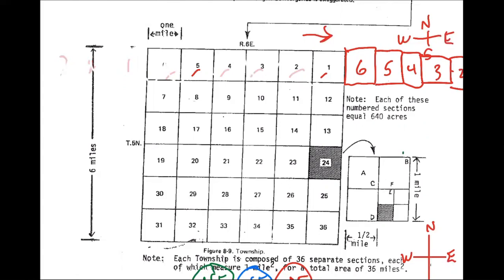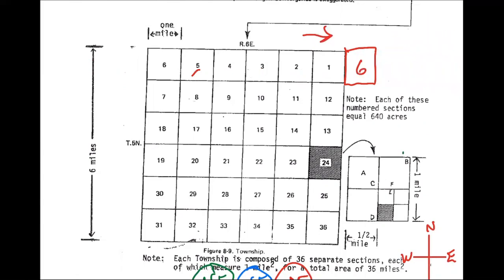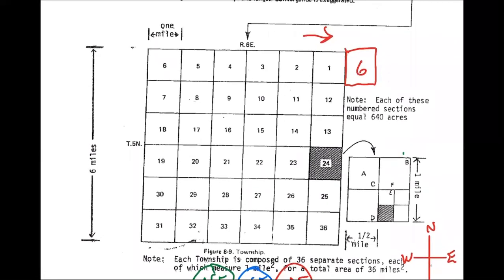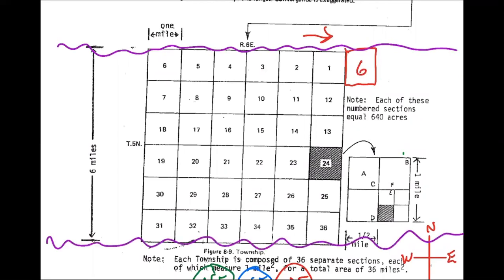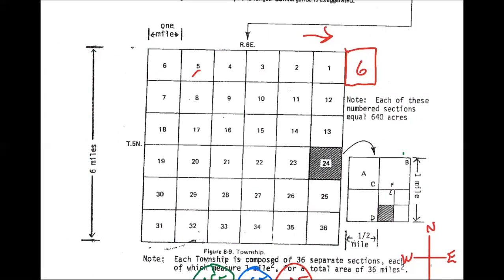So we have an answer now. We are in section 6. If we go one section to the east, like the question asks us to do, we are in section 6. Now, did we leave township 5 north? I'm going to draw a big purple squiggly line here. Township 5N is this. So if I go over here or over here, did I leave township 5N? And the answer is no. So I'm still in township 5N. I'm just in section 6 of it, a different section.